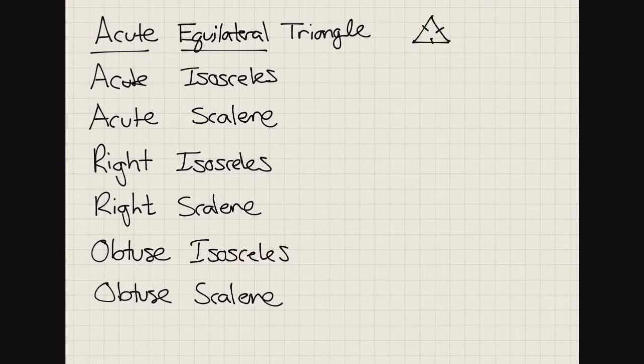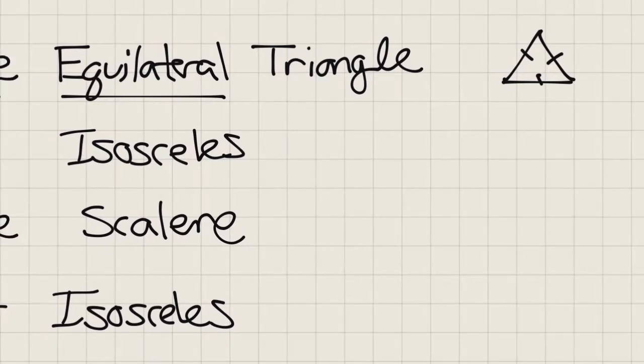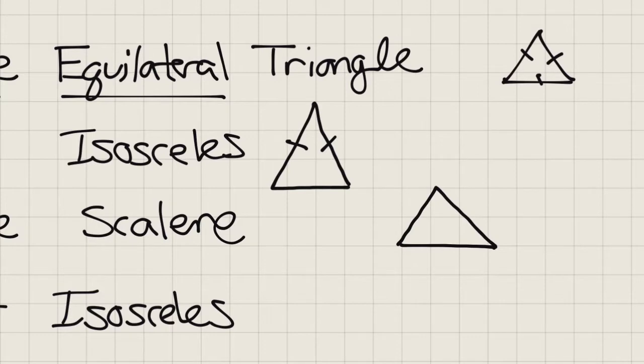An acute equilateral is going to just be a regular equilateral triangle. However, an acute isosceles is going to be a triangle where all of the angles are less than 90, but you have two equal sides. An acute scalene triangle would be like one in your book, where all the sides are different, but all the angles are less than 90. They can be close to 90, but that is not a 90-degree angle on the top there.